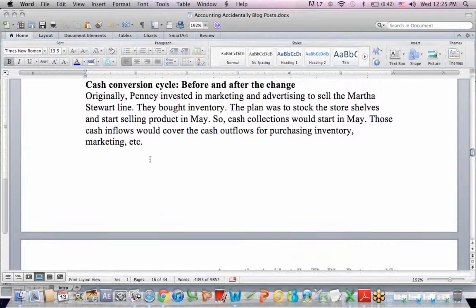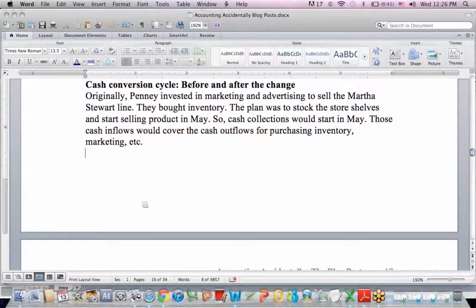So think about the cash conversion cycle before and after the change. Here's the original plan. Penney spends on marketing and advertising to sell the Martha Stewart line. They buy Martha Stewart inventory. The plan is to stock the store shelves and start selling the product in May. So, as I mentioned before, some cash collections would start in May or shortly thereafter. That's where you get the cash inflows to cover your cash outflows, and life is good.